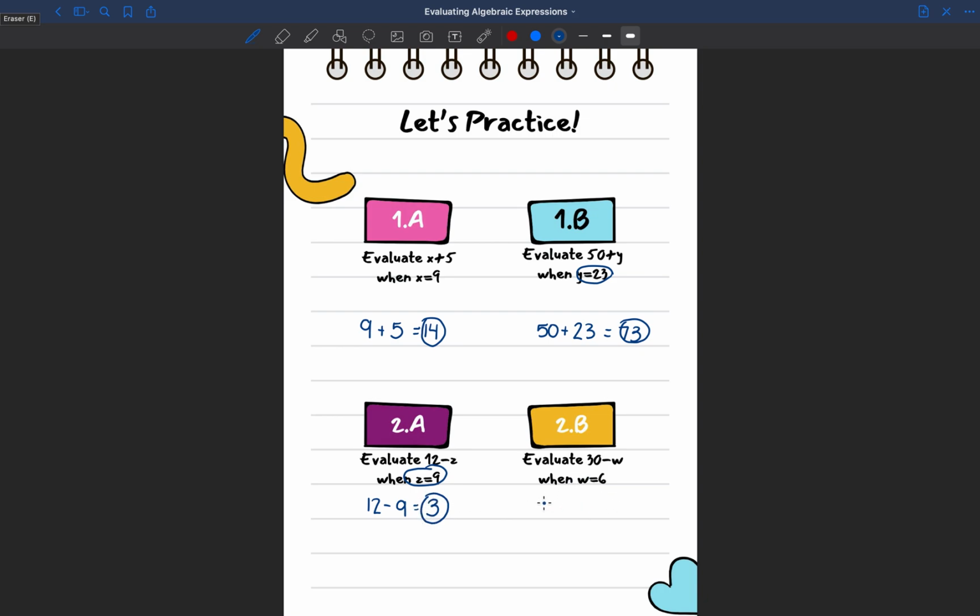2B says evaluate 30 minus w. So we know we're subtracting 30 from our w, and we now know that w equals 6. So we're going to subtract 6 from 30, and our final answer is going to be 24.